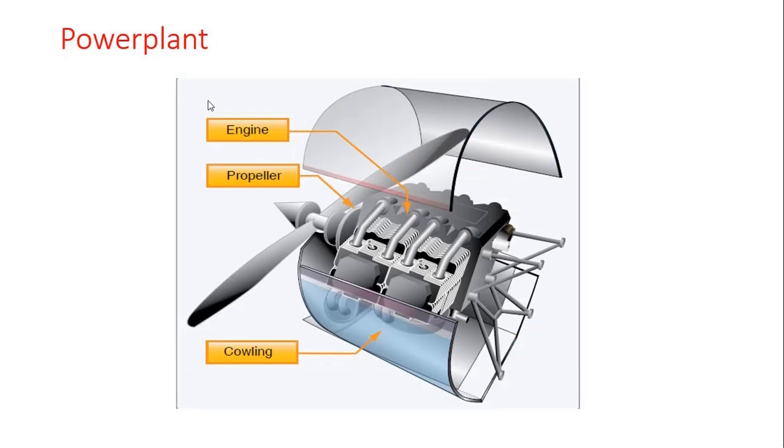The next one is power plant. Here, the important parts are shown here: engine, propeller, and cowling. The propeller, mounted on the front of the engine, translates the rotating force of the engine into thrust, a forward acting force that helps to move the airplane through the air. A propeller is a rotating airfoil that produces thrust through aerodynamic action. A high pressure area is formed at the back of the propeller's airfoil and a low pressure is produced at the face of the propeller.